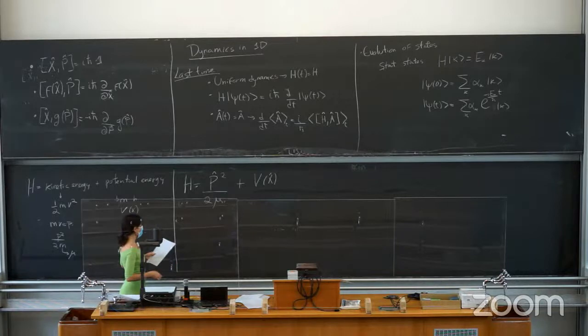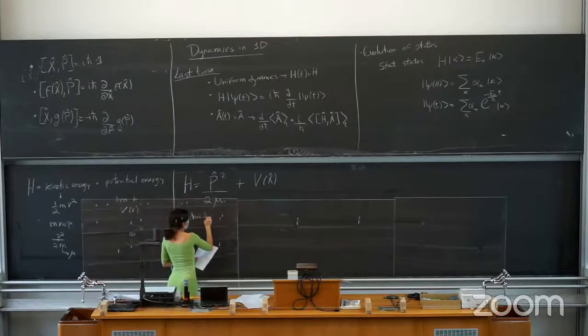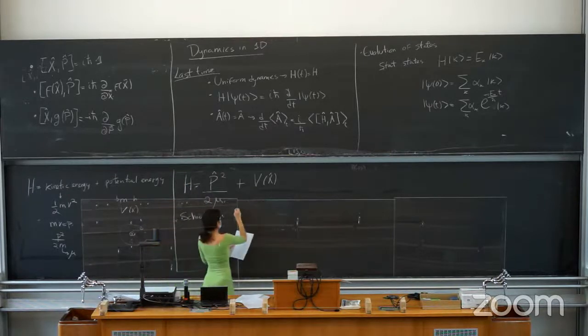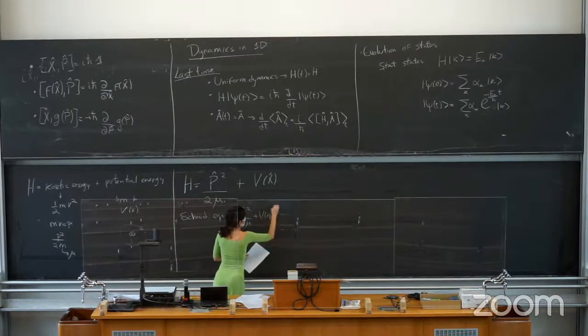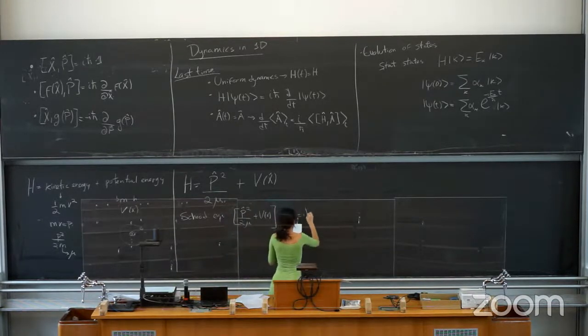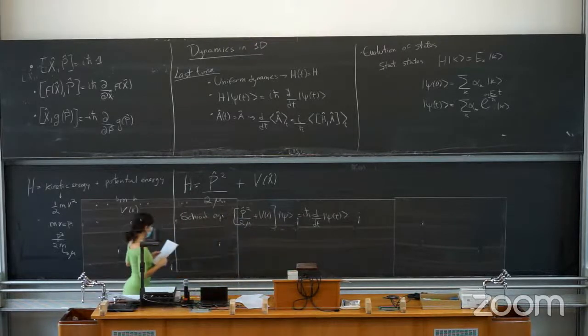So the Schrödinger equation is just plugging that in here: p squared over 2 times the mass plus V of x, times our state, is equal to i h bar d/dt of the state. So far, this is still very generic. But now let's look at something a bit more concrete, which is the evolution of some observables.